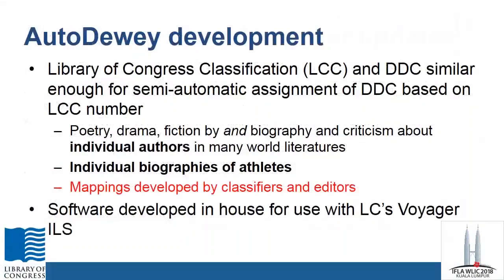Auto-Dewey development was a collaboration between the classifiers and the editors. It was a project to find areas of the Library of Congress classification that were similar enough in the way DDC also approached things, so that semi-automatic assignment of the DDC number based on the LC number was possible. And then it turns out that there are very few areas where this is possible.